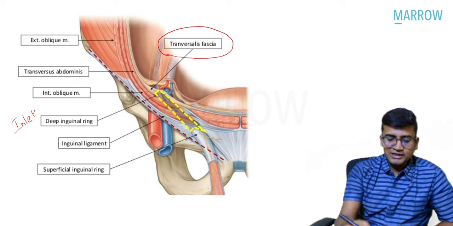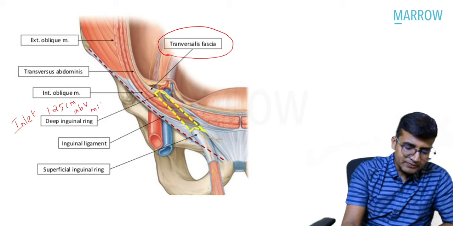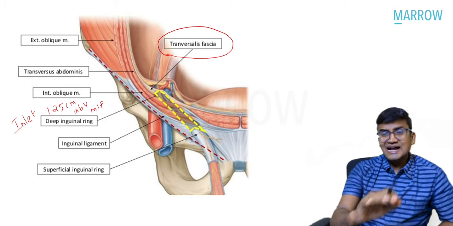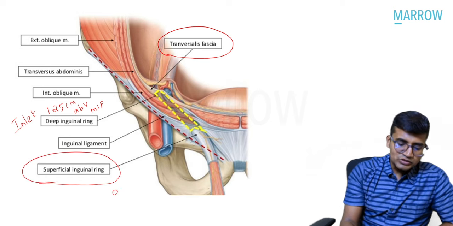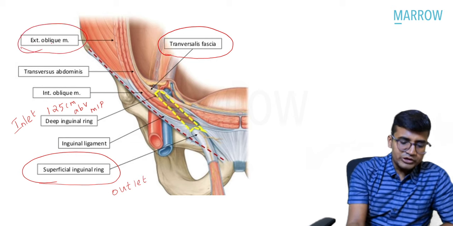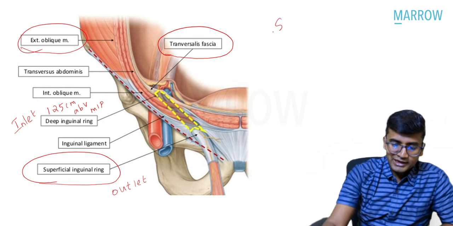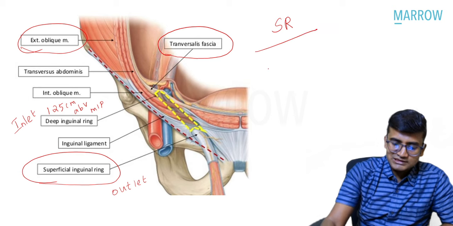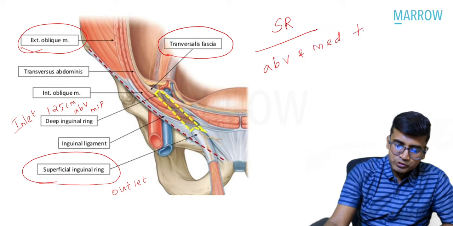Now, where do you see the deep ring? The deep ring is situated 1.25 centimeter above the mid-inguinal point. Which acts as the outlet for the inguinal canal? The superficial inguinal ring, which is a defect in the external oblique aponeurosis. Now, where do you see the superficial ring? Very important point: the superficial inguinal ring is above and medial to the pubic tubercle.